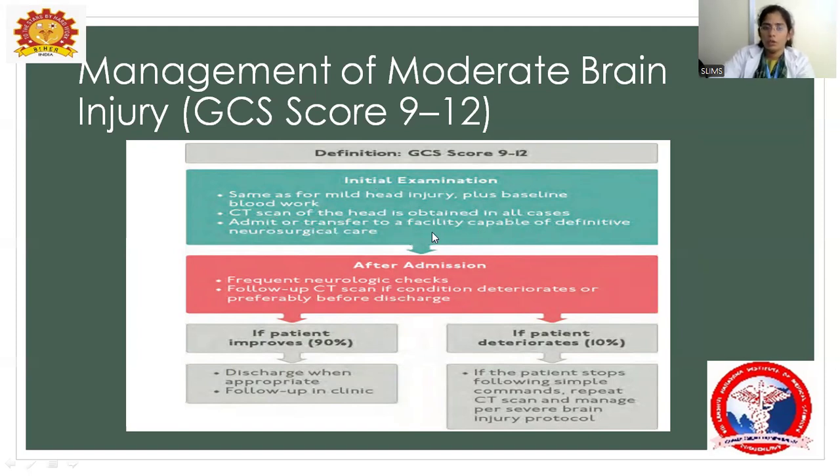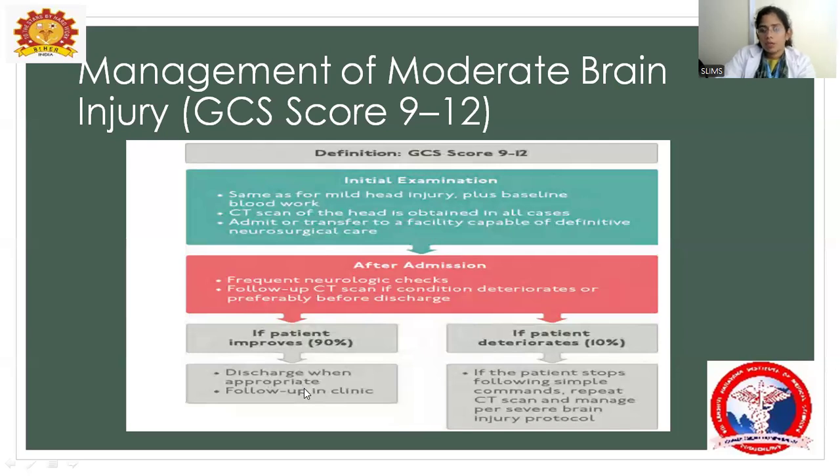So after admission, what are you going to do? We are going to take frequent neurological checks, follow up CT scan if condition deteriorates, or preferably before discharge. So we can classify the responses: if the patient improves, which will occur in about 90% of the patients.